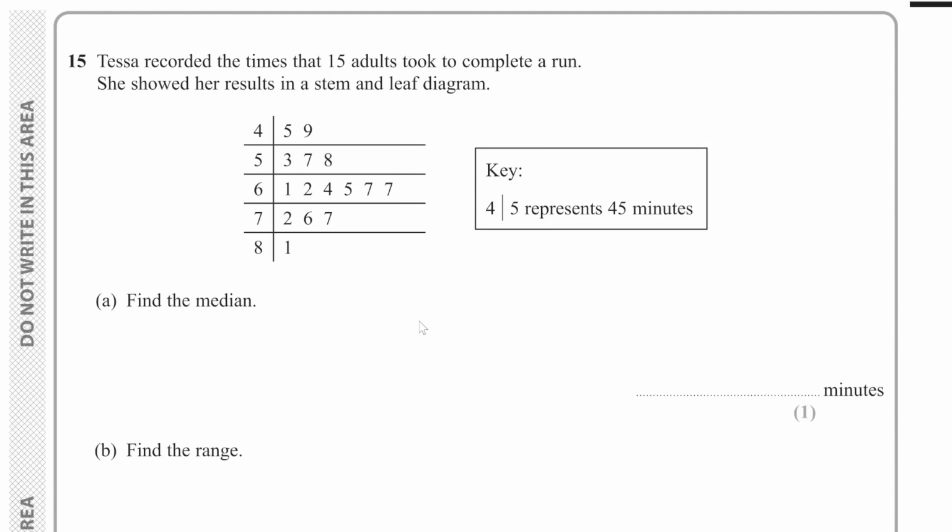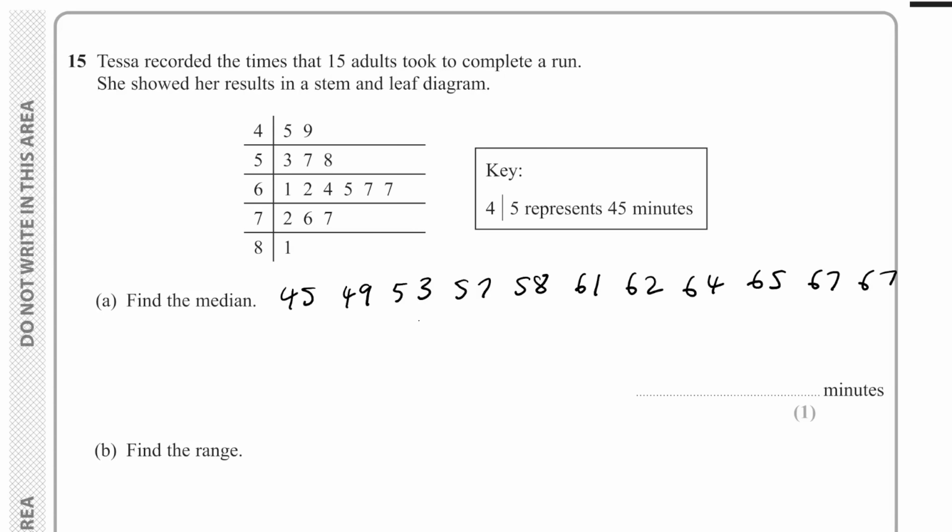Tessa records the times that 15 adults took to complete a run. She showed her results in a stem and leaf diagram. Find the median. So the median's the middle number. So we've got 15 people. If we want, we can write them out again. If you don't like it in the stem and leaf, we've got 45, 49, 53, 57, 58, 61, 62, 64, 65, 67, 67, 72, 76, 77, and 81.